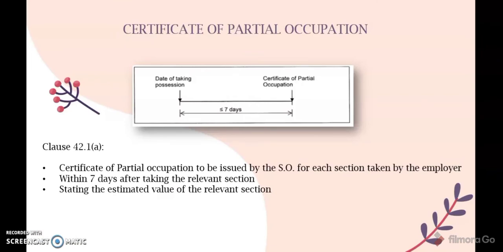There are 6 effects of partial occupation. The first one is certificate of partial occupation. Under clause 42.1a, CPO of the works is to be issued by the SO for each section taken over by the employer. How long? Within 7 days after taking over the relevant section by the employer. The CPO must state the estimated value of the relevant section.